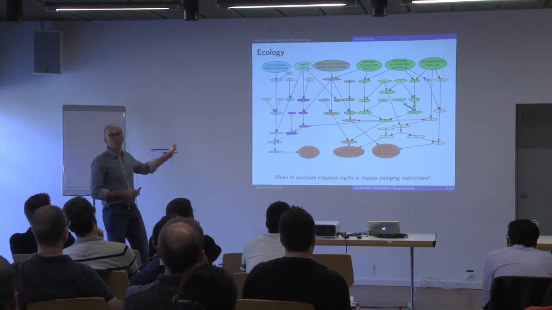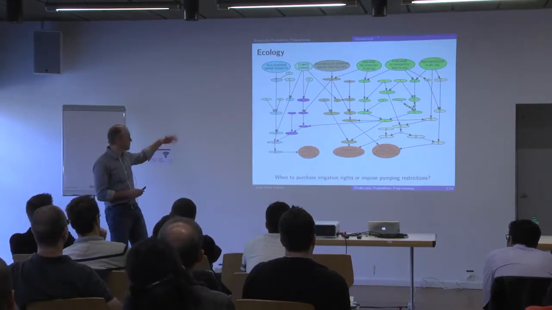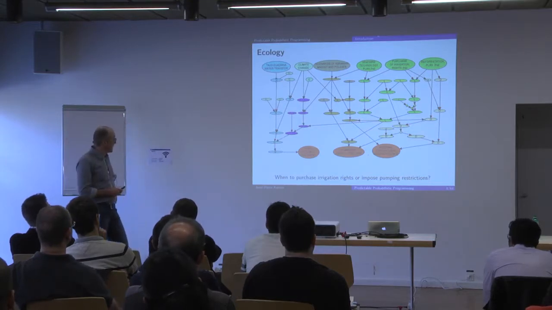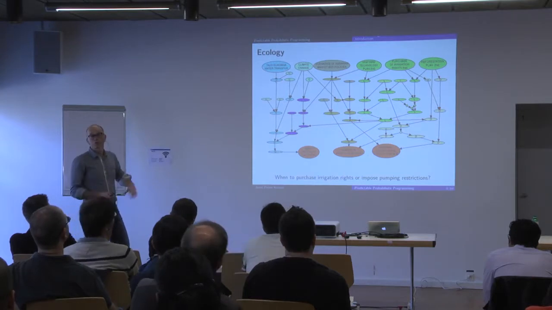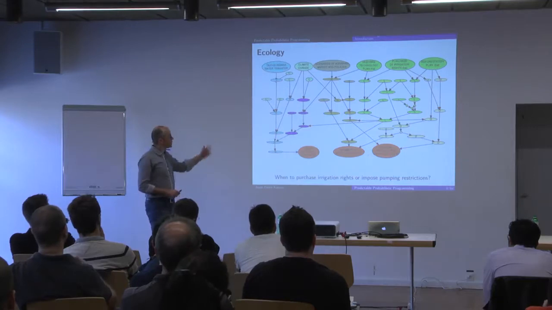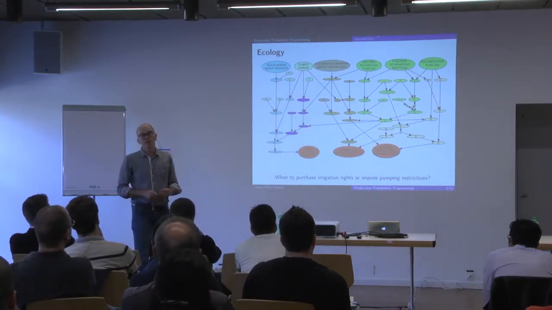Now, this was a very simple example. Just to impress you, here is a larger example. Those Bayesian networks are used in many different application areas. This is an arbitrary picture that I took from a paper on ecology. And here the question was about irrigation rights or pumping restrictions on some kind of pumping thing in Spain. The question here basically is those pictures become very, very complicated. They're not easy to understand anymore.